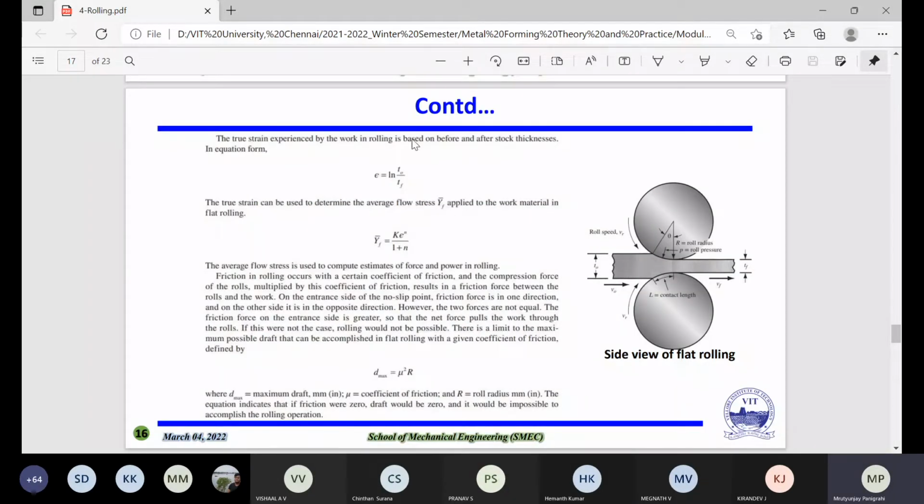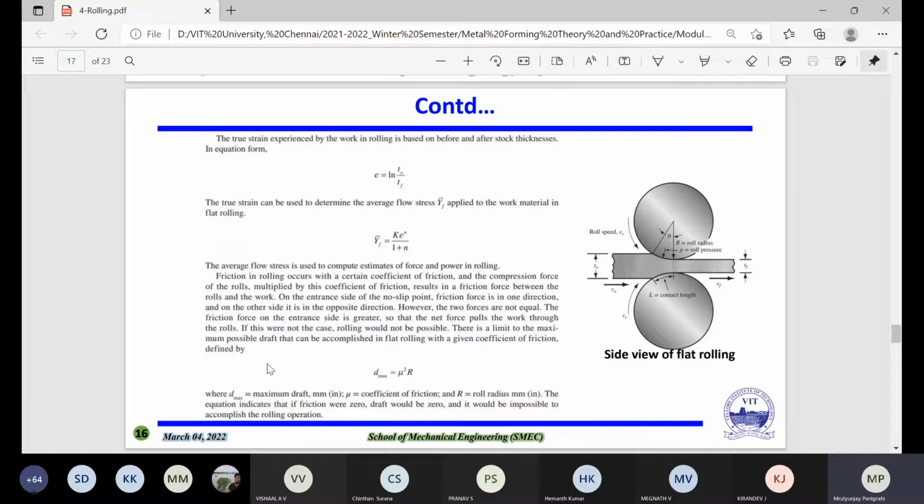So now, when we are talking about the true strain, these are similar to what we had done in forging: the true strain experienced by the work in rolling. So epsilon equals ln(T0 divided by Tf), where T0 equals the initial thickness and Tf equals the final thickness. The true strain can be used to determine the average flow stress. And the average flow stress is equal to K epsilon to the power n divided by 1 plus n, where K equals the strength coefficient, right?